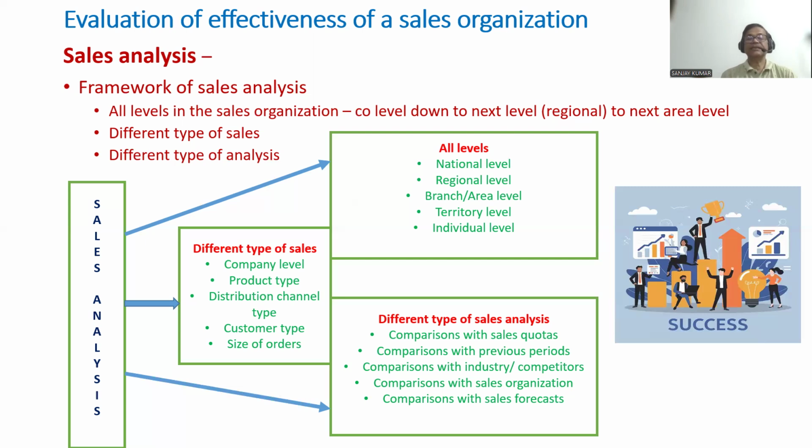Then different types of sales analysis. What is that? Comparison with the sales quota. How do you see the performance of any branch, any area, any territory or a region or nationwide? You will see against the target whatever you have given. That is the sales quota. Against the sales quota, what is the performance? What is the percentage of the quota you have achieved? That way you explain whether it is doing well or it is not going as per our requirement.